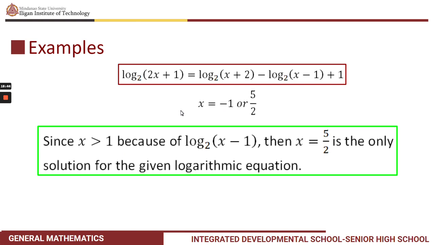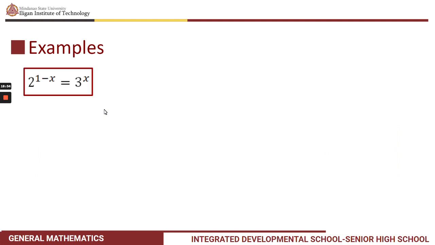So in solving exponential equations, we can actually use logarithmic properties also. Say for example, we have here 2 raised to 1 minus x equal to 3 raised to x. So diba in solving exponential equations, we try to make the base equal so that we could equate the exponents. However, we can't express 3 as a power of 2 as well as 2 as a power of 3. So we're left with no choice but to use logarithm. So if we log both sides of the equation, we'll get log of 2 raised to 1 minus x equal to log of 3 raised to x.